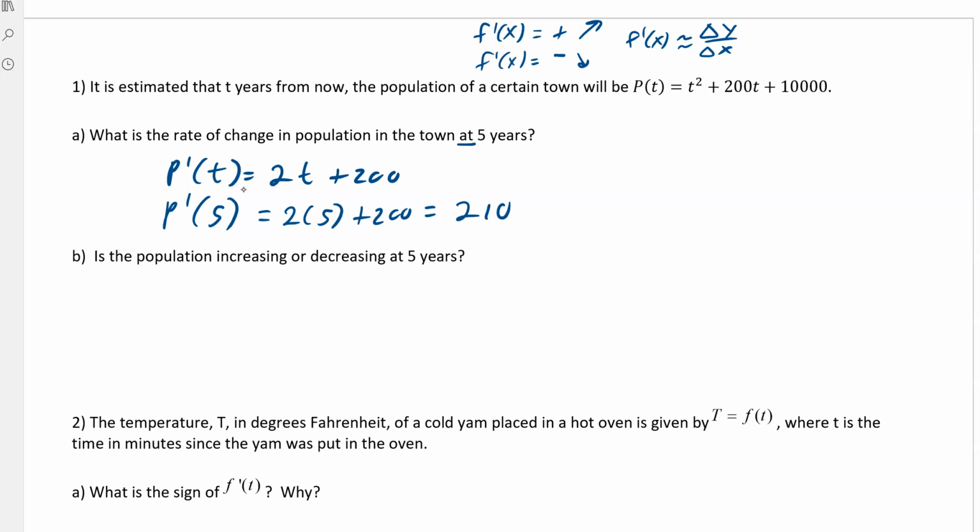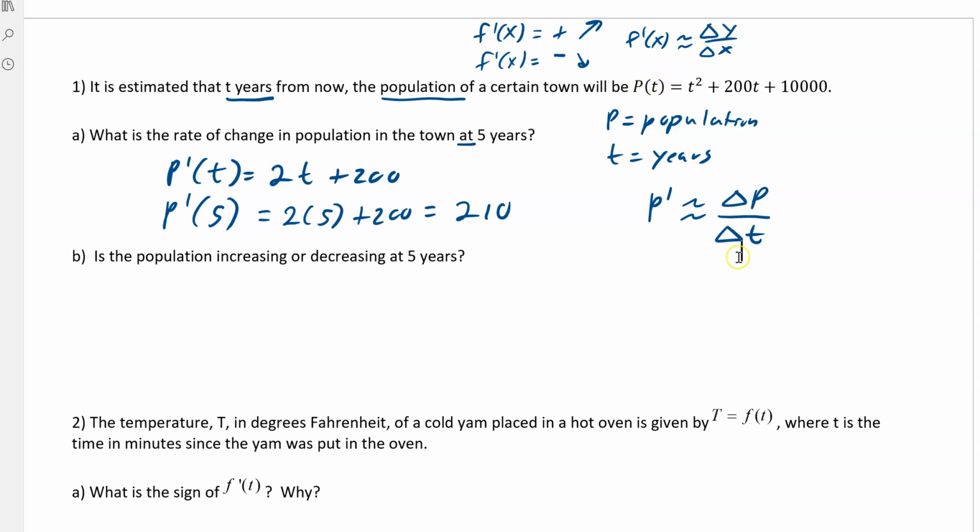Now we need units on here. Our t is years from now, and our p is population. So we want to write that. P equals population, so we're talking about people here, and t equals years. If we find p prime, this is approximating the change in p over the change in t, because our p here is our numerator, and our t is the bottom, the denominator. So this is going to give us population per year.